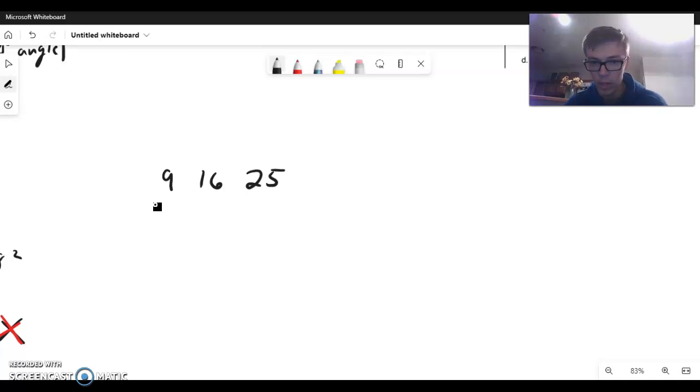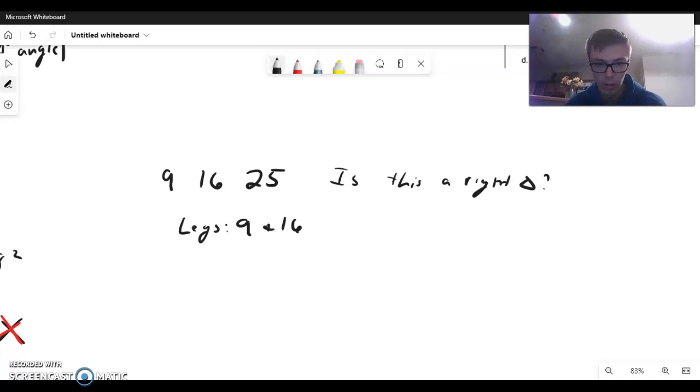And we'll find out. So let's ask the same question. Is this a right triangle? That's what we're going to figure out. Now, I make a triangle because I don't want to write it all out. That's just me. That's just a geometry thing. So same thing here. We have to determine the legs. Our legs are going to be our shortest 2 sides, which are going to be 9 and 16. And the hypotenuse for this problem is going to be 25.